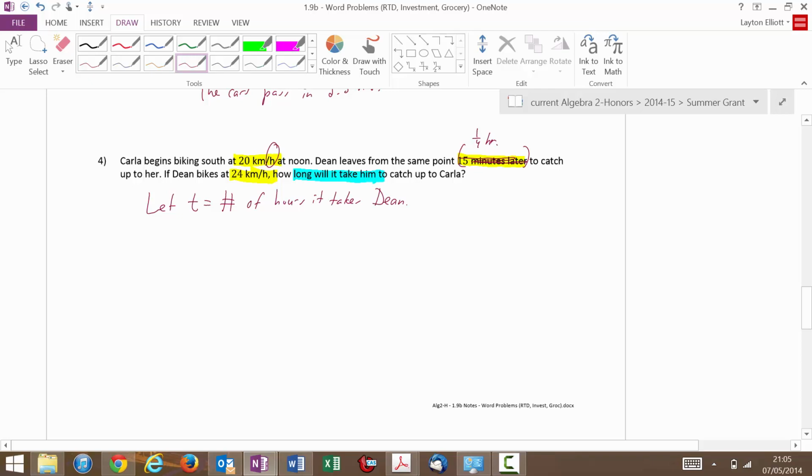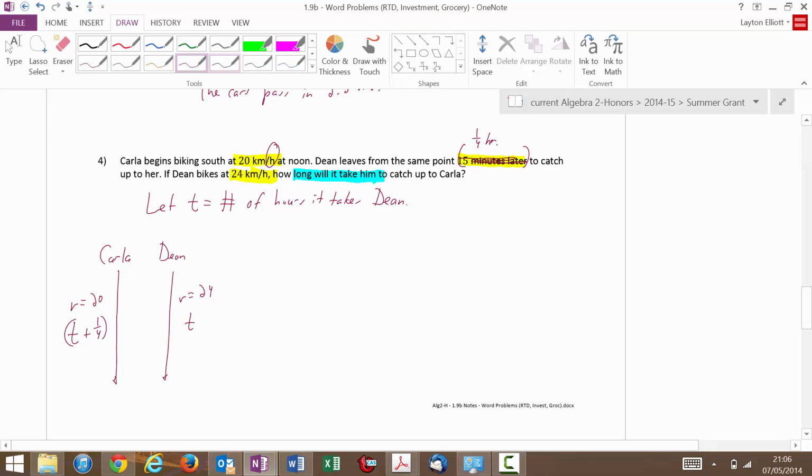So we got biking south, and we have someone catching up. So let's talk about Carla. Carla bikes south. She is biking at a rate of 20 kilometers per hour, and she is biking for a time of, well, the time is not t. She's leaving 15 minutes earlier, which means she bikes for 15 minutes longer, but that 15 minutes should be represented as a t plus 1/4, because, well, we can't use minutes. Dean starts at the same spot. His rate is 24, but Dean's time is t.